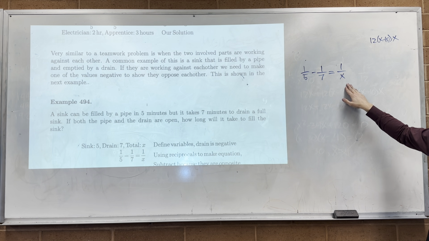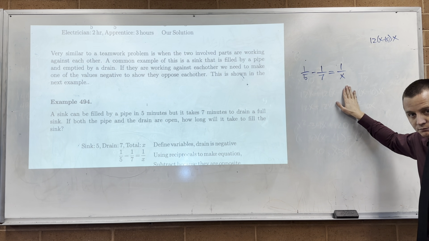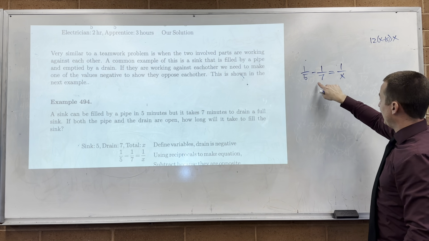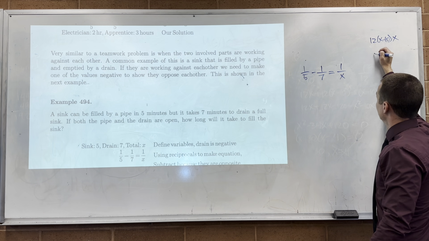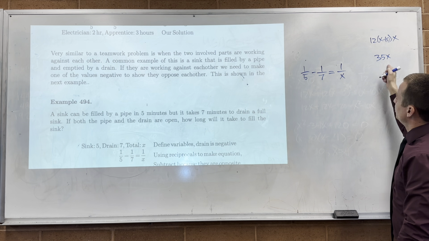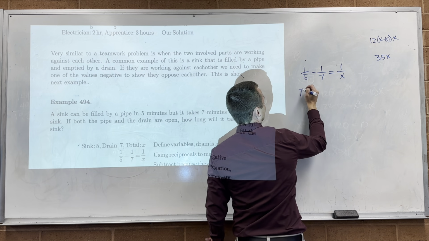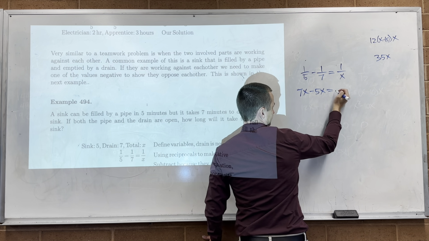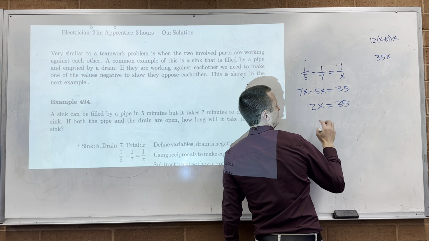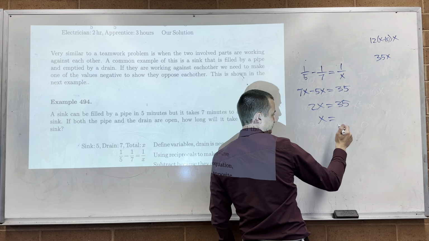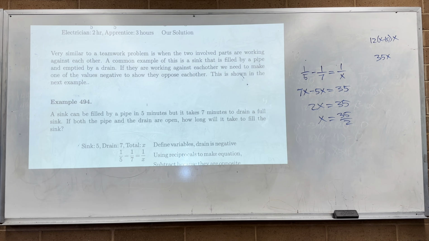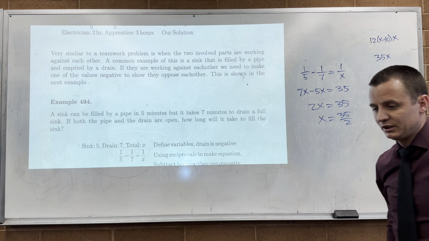The hard part is coming up with a way to set up this problem. From there, it's pretty easy. So once you got it set up like this, multiply by the least common multiple of the denominators. In this case, that's going to be 5 times 7 times x, 35x. Multiply everything by 35x. So we'll get 7x minus 5x is equal to 35. 7x minus 5x is 2x is equal to 35, so x is equal to 35 divided by 2, 35 halves. So 35 halves of a minute is how long it will take to fill up the sink. Or we'll probably say 17 and a half minutes.